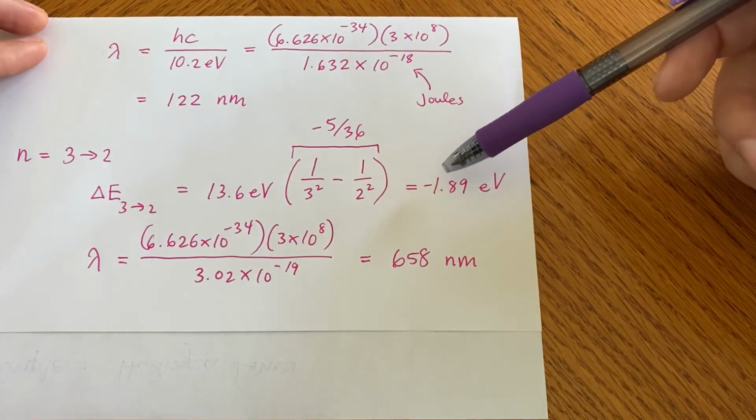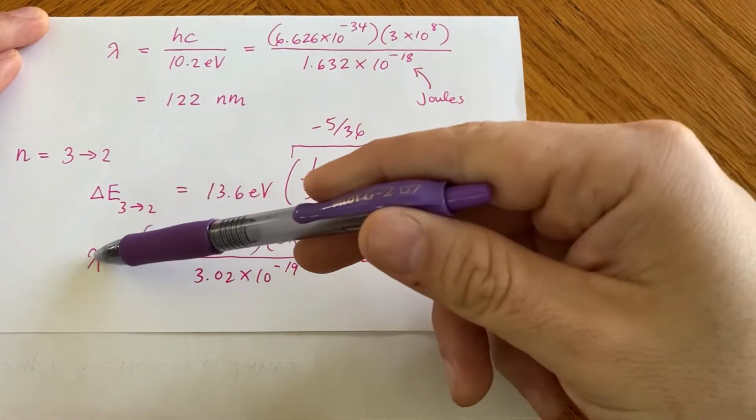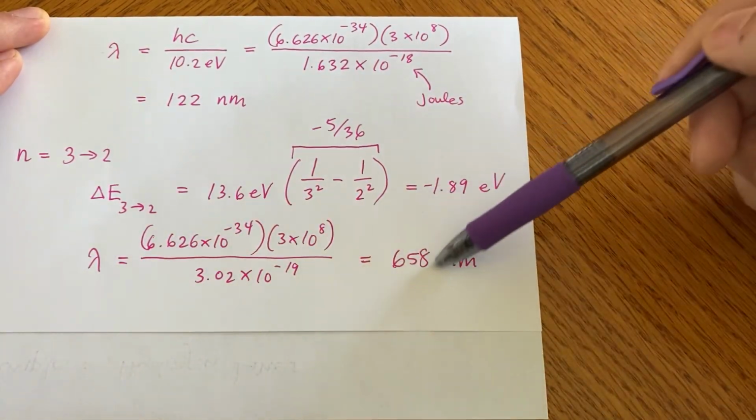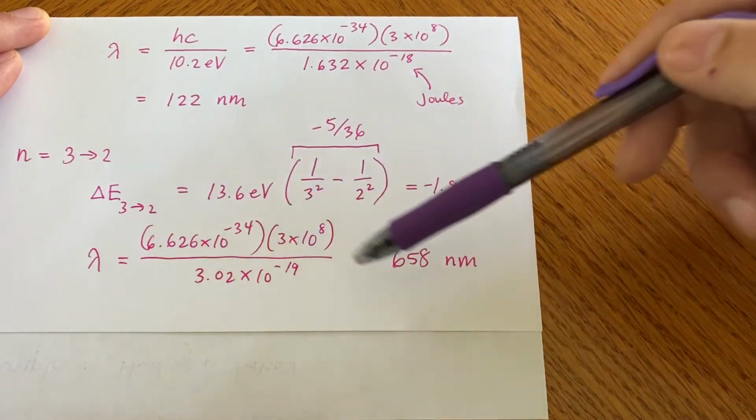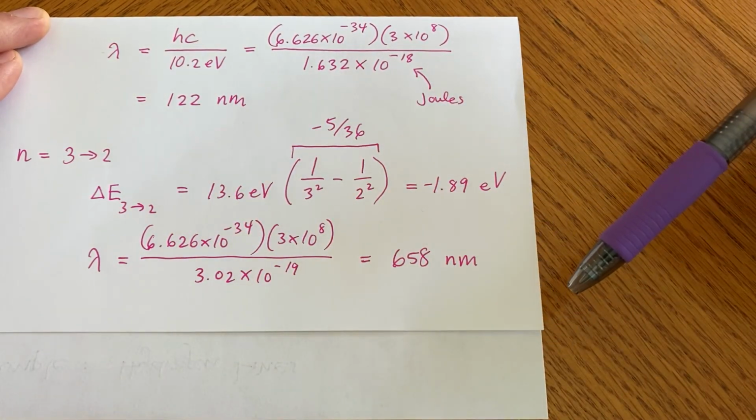So much smaller energy, and that's going to mean when you do the wavelength calculation, you get a longer wavelength. And the wavelength in this case, using these numbers, is 658 nanometers.